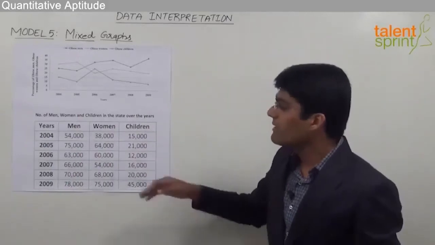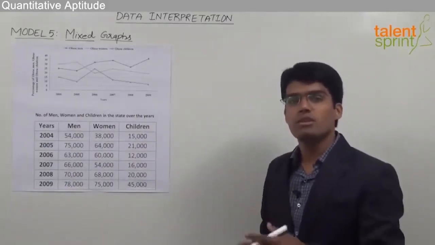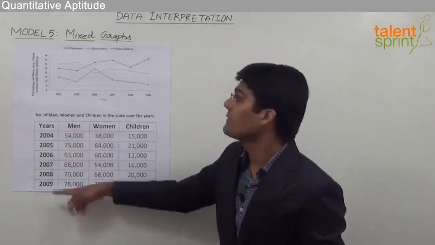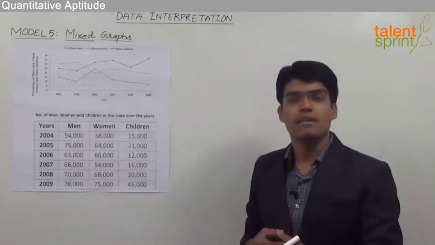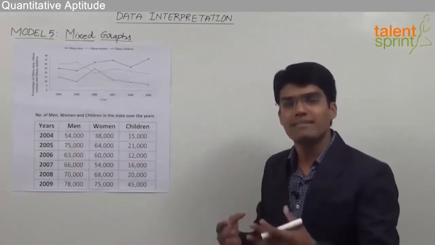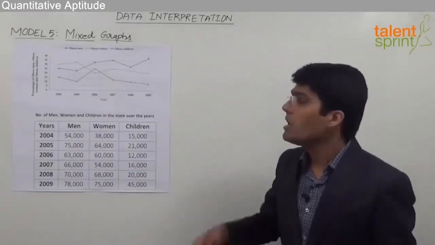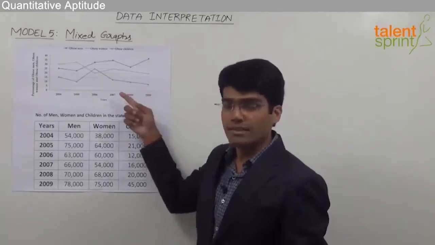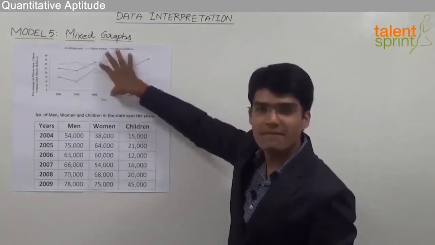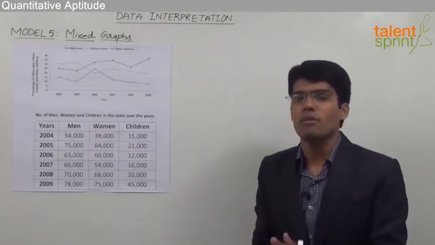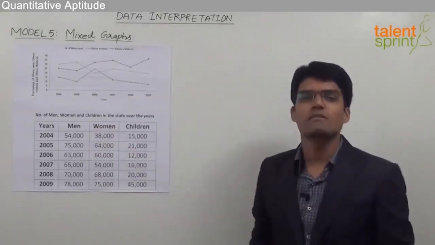So from the table we know the total number of men, total number of women and total number of children for 2004 to 2009. And from the graph we know the obese men, obese women and obese children percentages from 2004 to 2009. That means, by the combination of these two, the percentages in the line graph and the totals in the tabular form, we can find out the number of obese men, obese women and obese children for any of the given years.